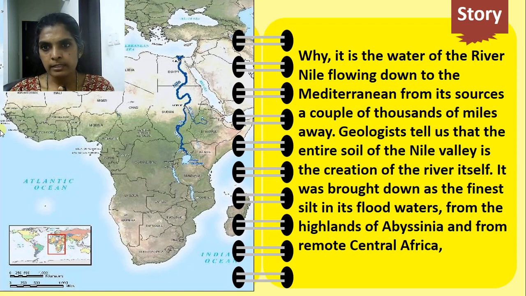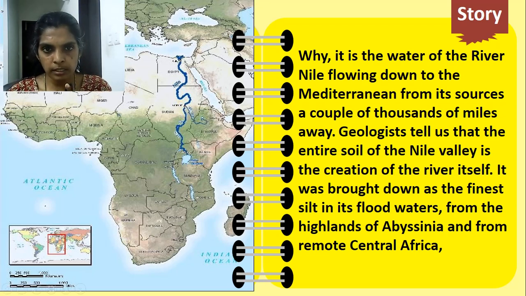Why? It is the water of the river Nile flowing down to the Mediterranean from its sources a couple of thousands of miles away. Geologists tell us that the entire soil of the Nile valley is the creation of the river Nile itself. It was brought down as the finest silt in its floodwaters from the highlands of Abyssinia and from remote Central Africa. So this is what Sir C.V. Raman wants to tell us.